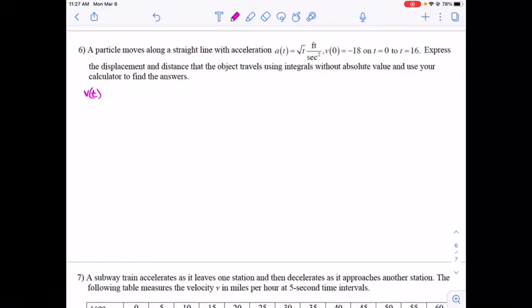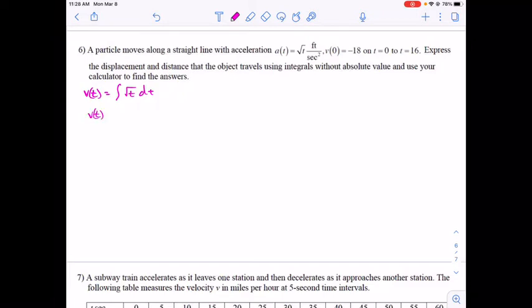So before we start this problem, we know that v of t is equal to the integral of the square root of t dt. Now, we're not going to put in boundaries yet, because this is our acceleration function, and we need to get this down to our velocity function. So we need to find this first.